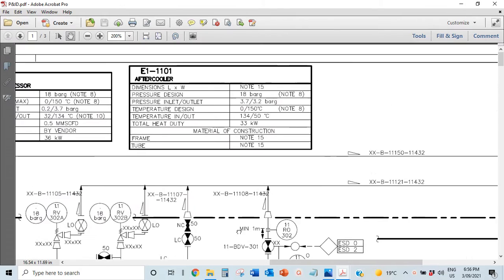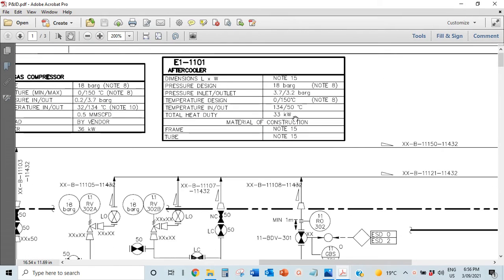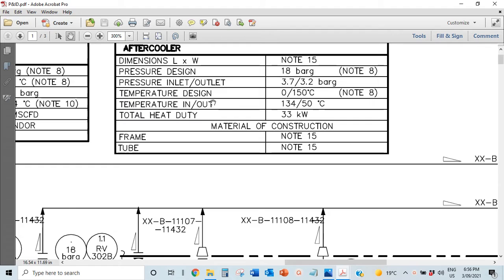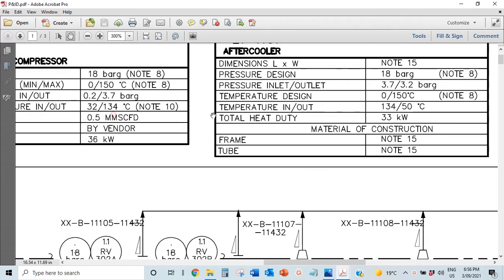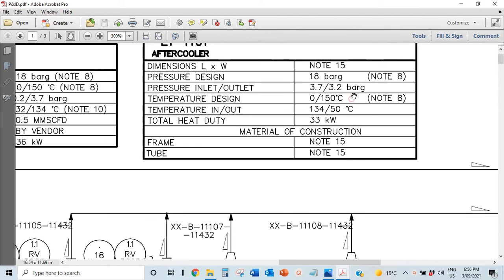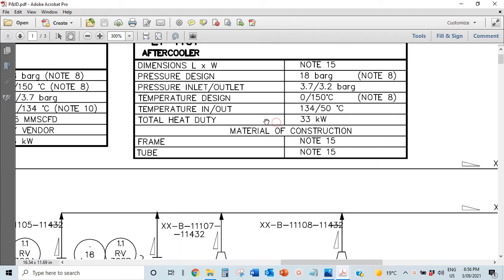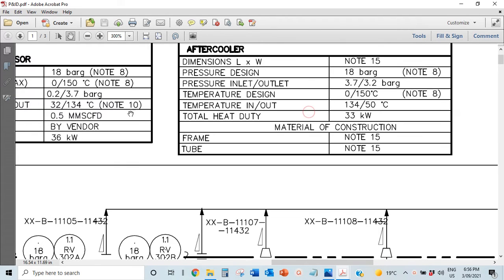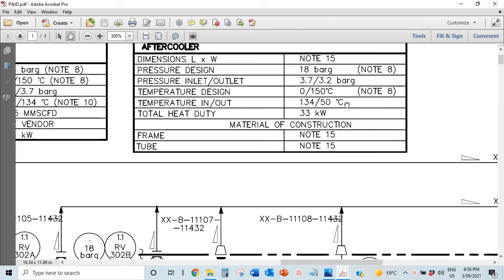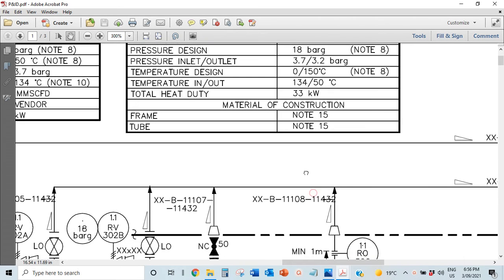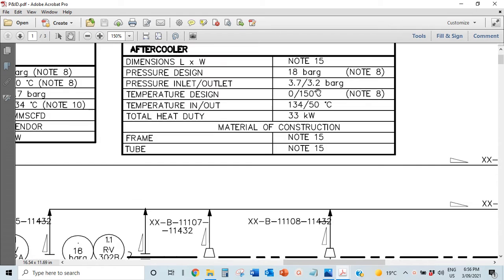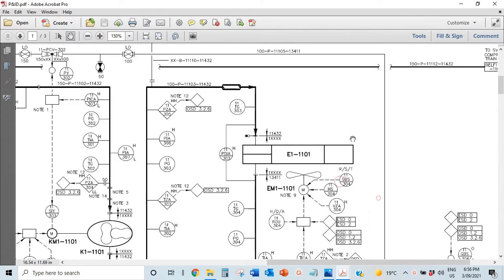And that's why when you see the cooler here, you can see that the inlet is 3.7 bar, but the outlet is 3.2 bar. Coming from here, 3.7, it goes to 3.2, and you can see the temperature comes in at 134, but it goes out at 50 degrees. So the temperature drops a lot, but the pressure doesn't drop so much. So that's the trick with it.